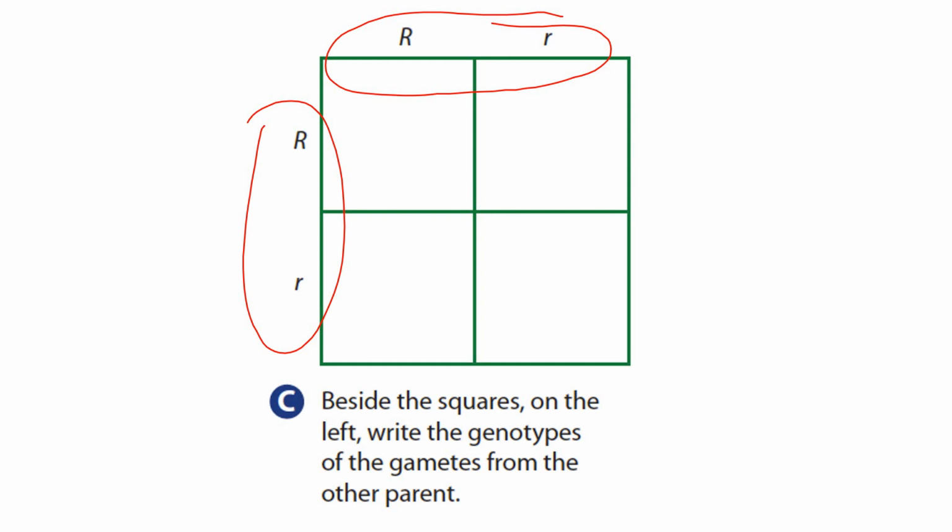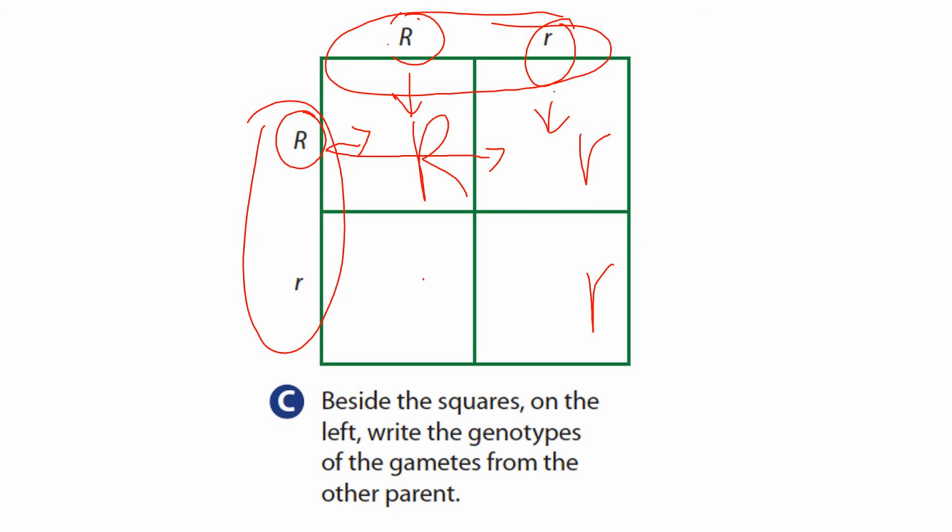So in the next steps, all you're going to do is bring these letters together. These letters will come down here. If it's on top of a column, it's just going to drop to each of the boxes below it. So this r will drop down to here. This r drops down to here. The big R drops down to here. The big R drops down to here.